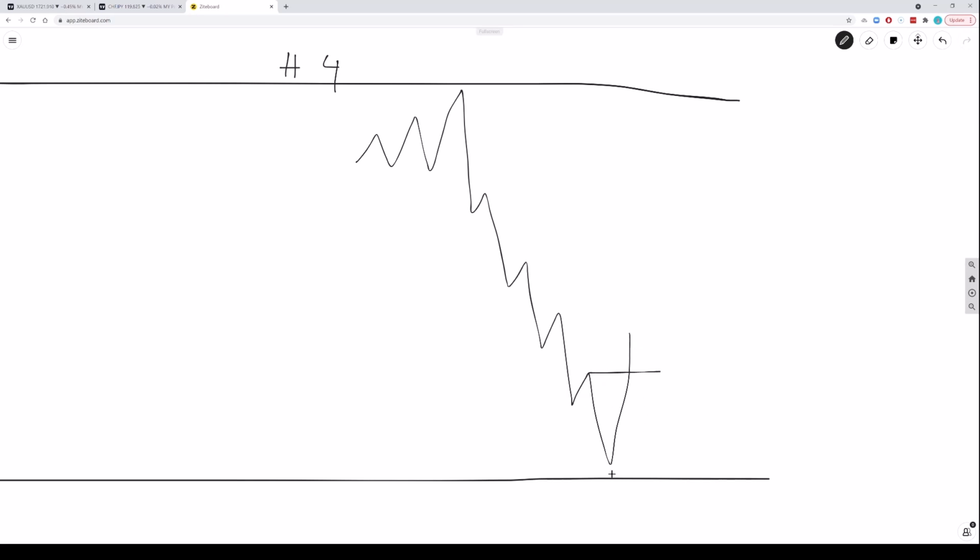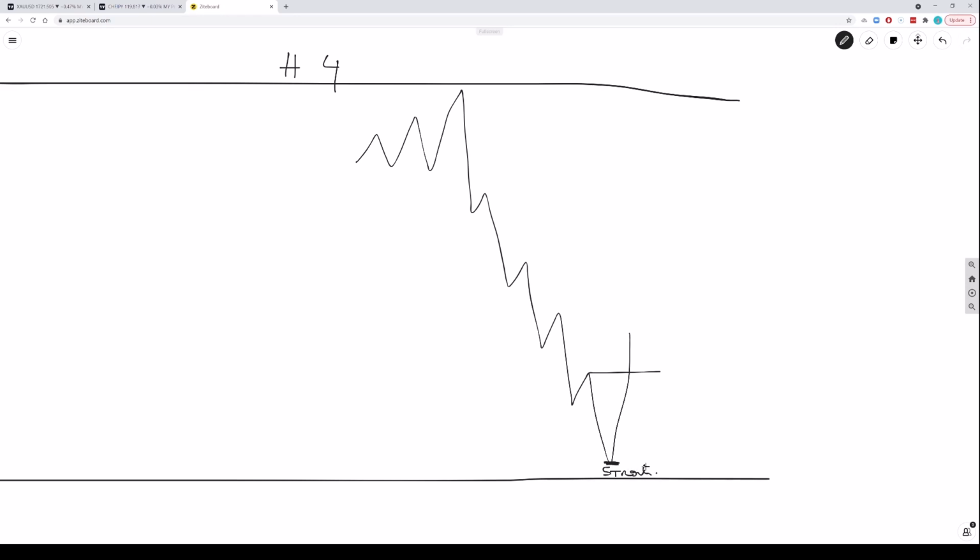When this happens, okay, this low here is considered as a strong low. Let me put that word as a strong low.